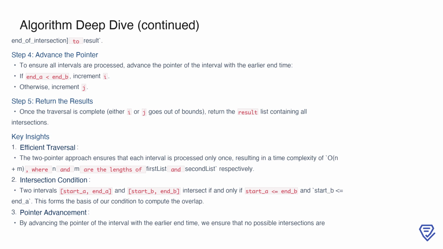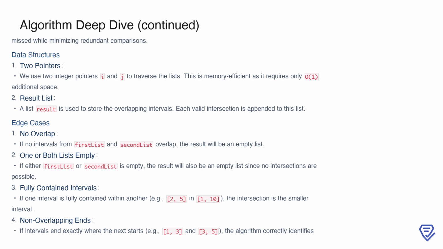This approach is efficient as each interval is processed only once, giving us a linear time complexity. The two-pointer technique is the backbone of this algorithm, as it ensures we traverse both lists efficiently while minimizing unnecessary comparisons. By using two integer pointers, we maintain a constant memory footprint beyond the input and output.